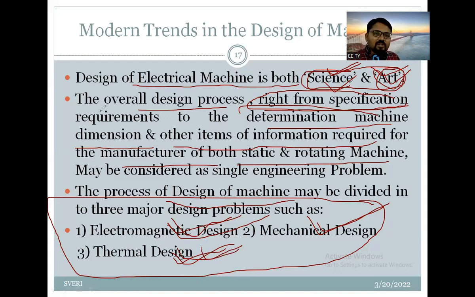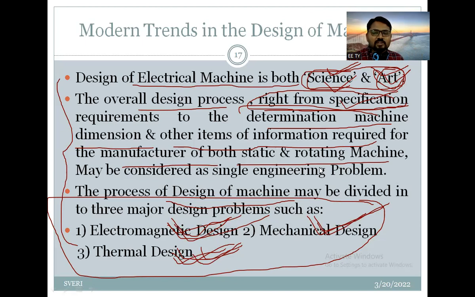Okay, means whatever history or basic introduction we are studying, all of it is going to be used in the modern trends of electrical machine design. Which information is that? First of all, we will require the specification. Then we will require the dimensions of that machine. And there is other information that is applicable to that machine only. As far as design is concerned, it is divided into three parts: electromagnetic, mechanical and thermal design. Now, where are we using this design?